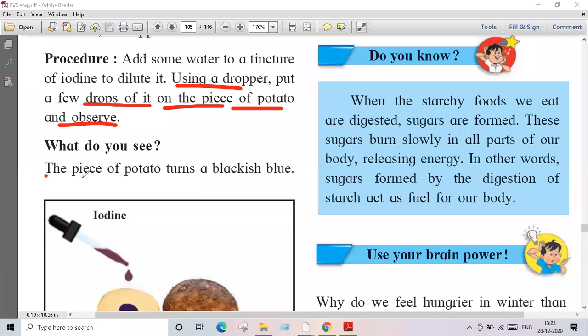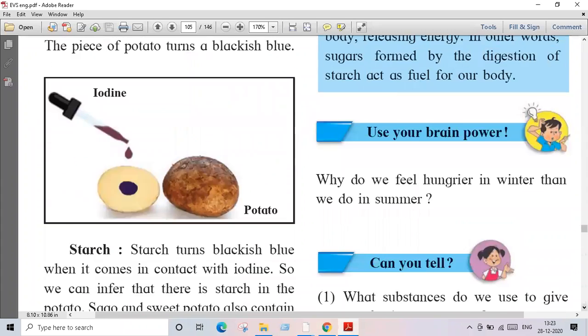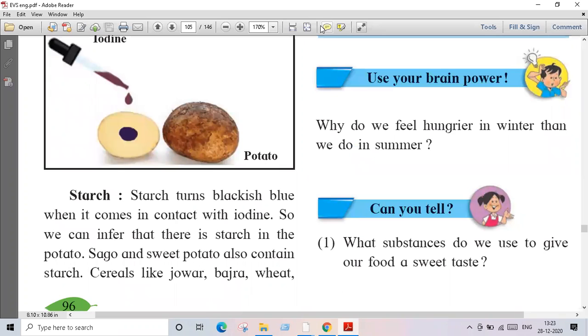So, okay, what do you see? The piece of potato turns blackish blue. Okay, blackish blue. Piece of potato will turn blackish blue. So why does this happen? Because it has a presence of starch. बघा, iodine तुम्ही टाकलं इथे. If you put iodine here, इसका color change होता है, right? Now, starch turns blackish blue when it comes in contact with iodine.